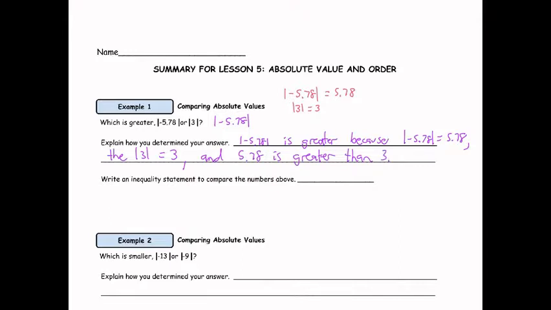Finally, we have to write an inequality statement to compare the numbers above. So we can write our inequality as the absolute value of negative 5 and 78/100ths is greater than the absolute value of 3.